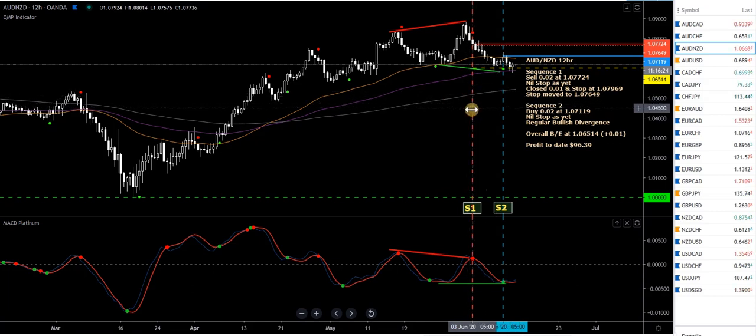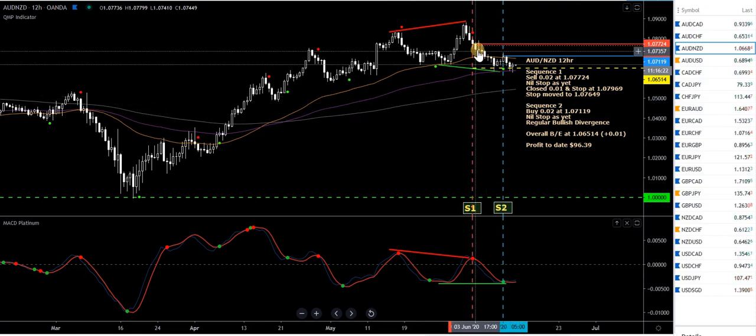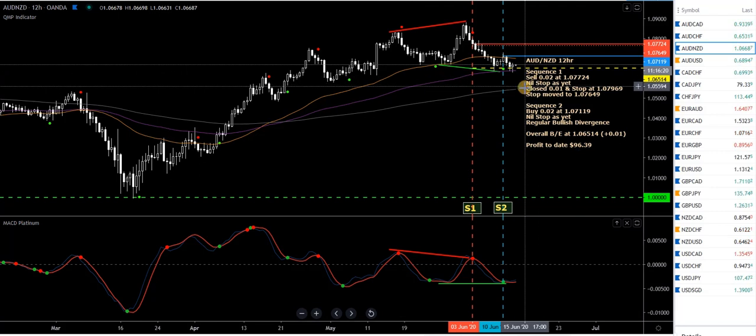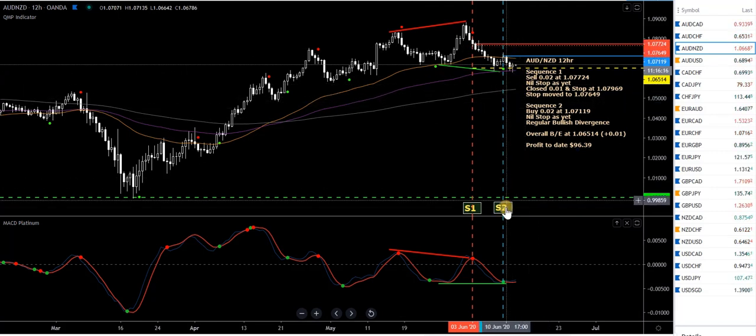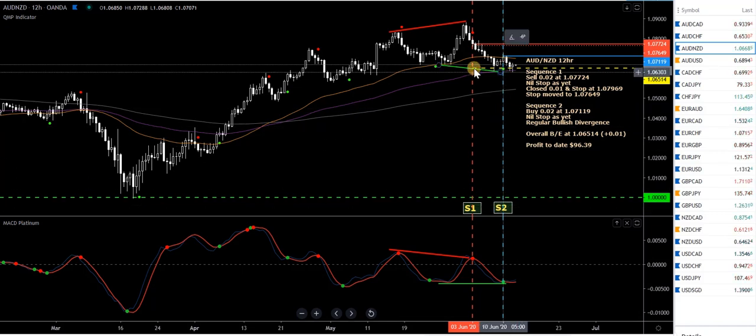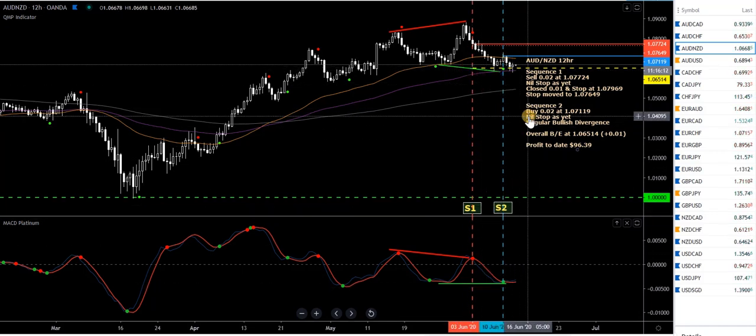All right, we're in a sequence 1 sell, and it's got a stop in place. So we're locked in, we can't lose on sequence 1. Then I've started a new sequence. Sequence 2 is a buy. Read my notes as to why.